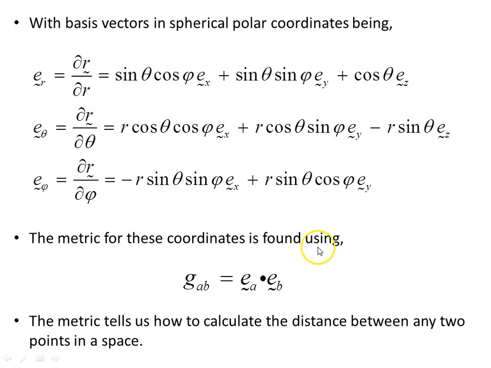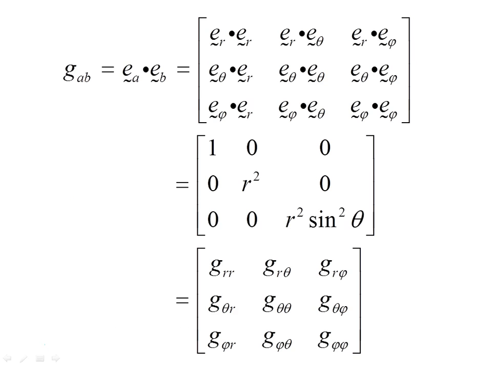Now the metric for these coordinates is found using the scalar product of the basis vectors. And the metric tells us how to calculate the distance between any two points in space. So the metric is given by this object here, which is each of these scalar products. When carried out, we find that the off-diagonal terms are 0, as you would expect in flat space. So 1, r squared, r squared sin squared theta, and that's an indicator that we are in flat space, that the off-diagonal terms are all 0. Writing the metric components out, there they are.